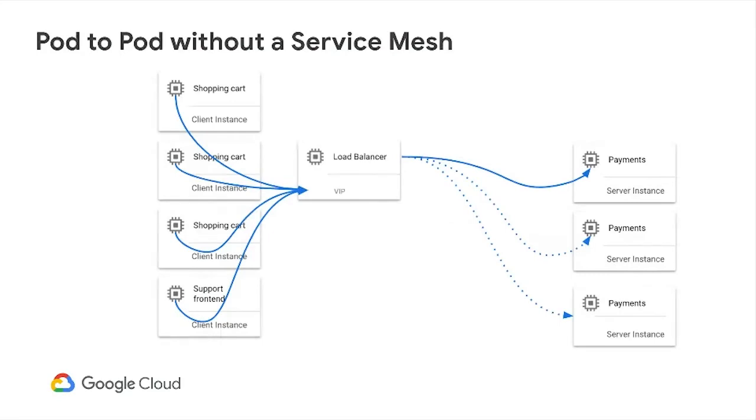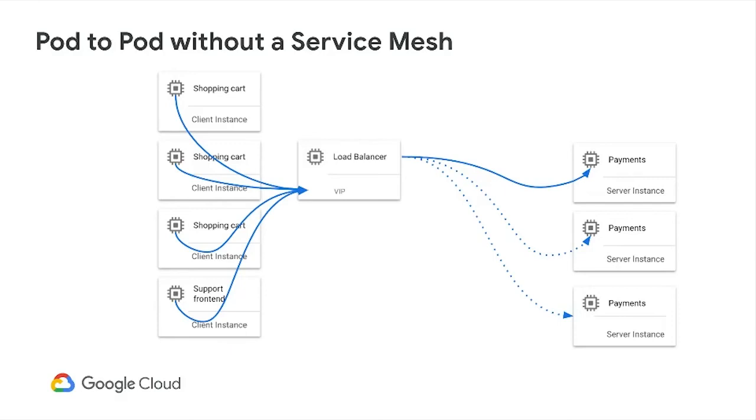Let's take a hypothetical example. Imagine this is a Kubernetes application. We have two microservices, a shopping cart and a payment microservice, right? The shopping cart has 5 containers. A payment has 3 containers.